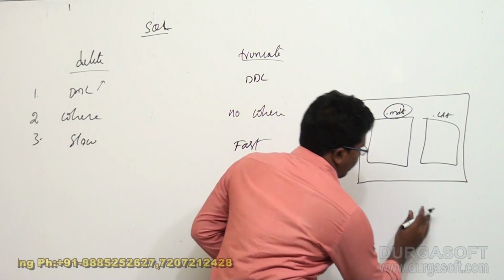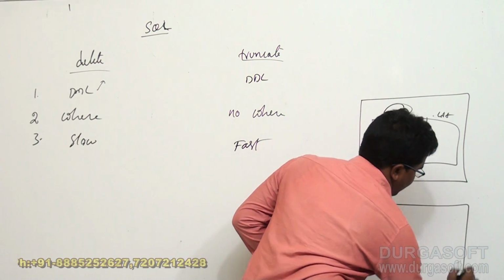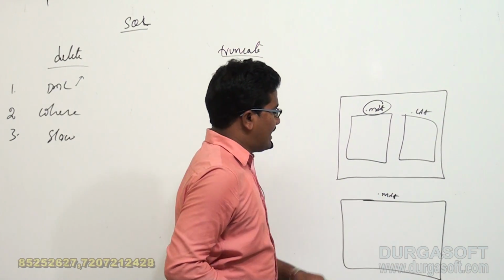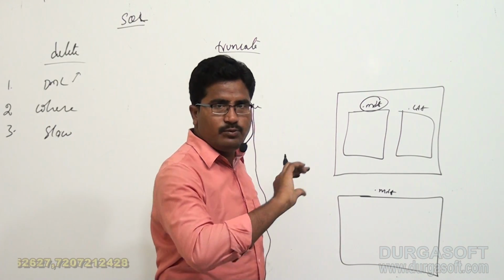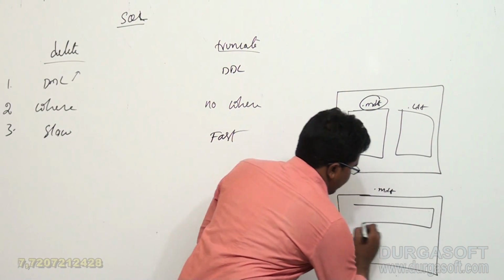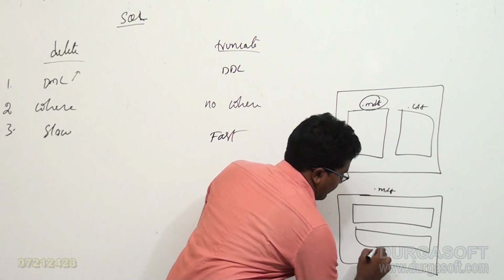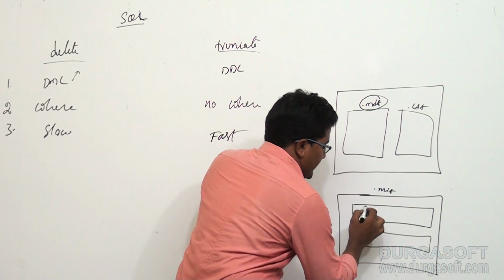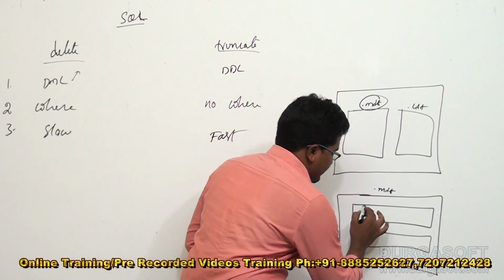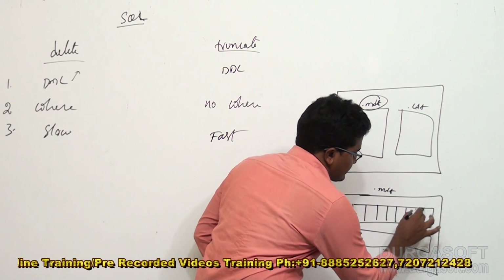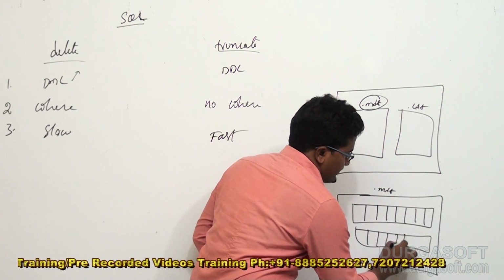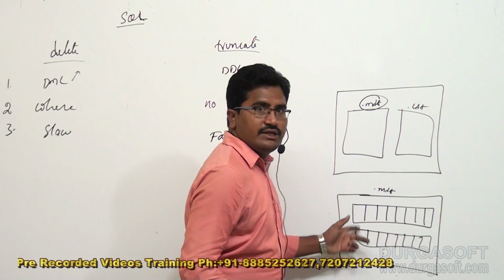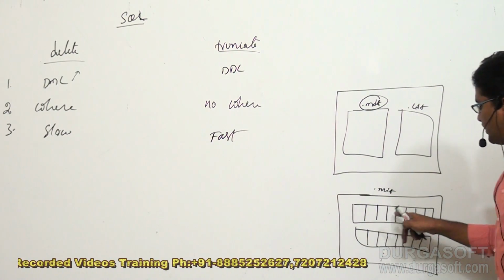Okay, we will see the MDF file here. I will take one MDF file now. This MDF file contains multiple extents. You can see one extent, another extent. Like that, we have multiple extents. Each extent contains 8 data pages: 1, 2, 3, 4, 5, 6, 7, 8. Like this, we have multiple extents.